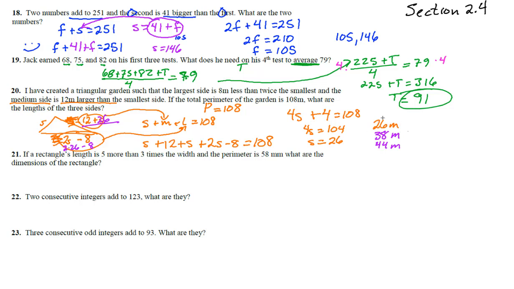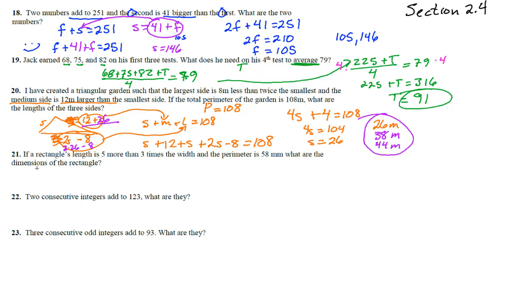And this is the only combination in the entire cosmos where it fits exactly this scenario of the largest side being 8 less than twice the smallest, and the medium side being 12 larger than the smallest, where the total perimeter of a triangular garden is 108. Shazam, like that. All right, next one, 21.